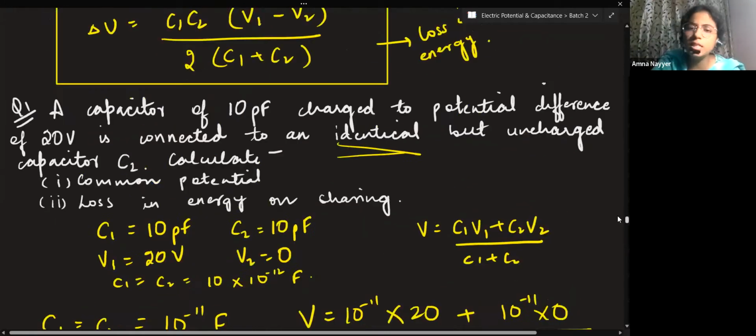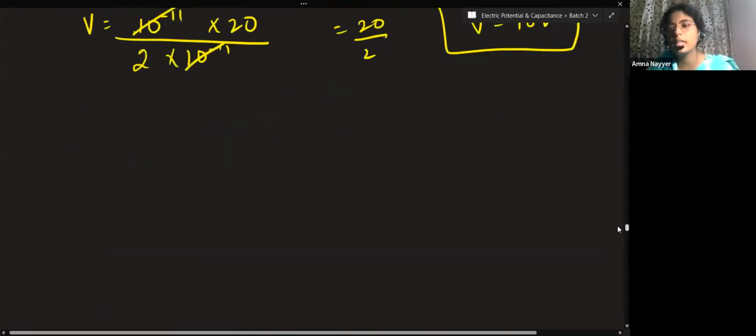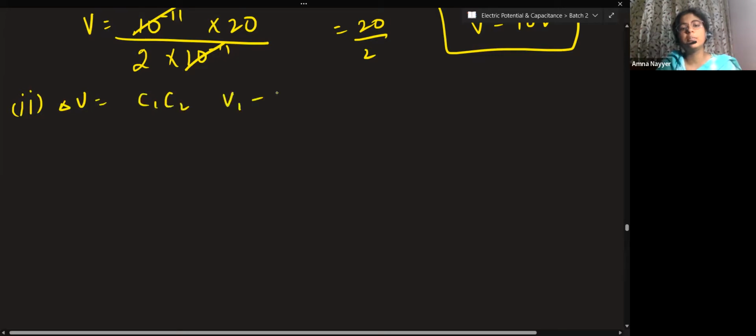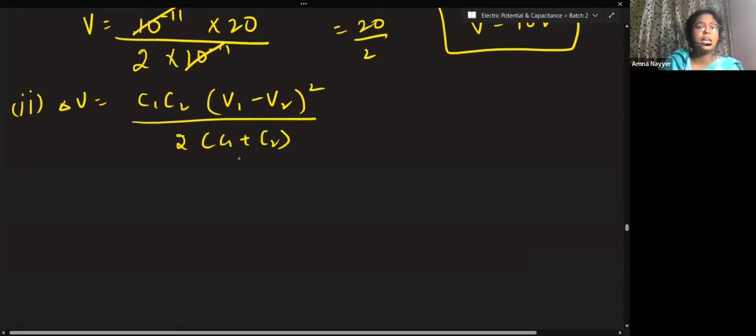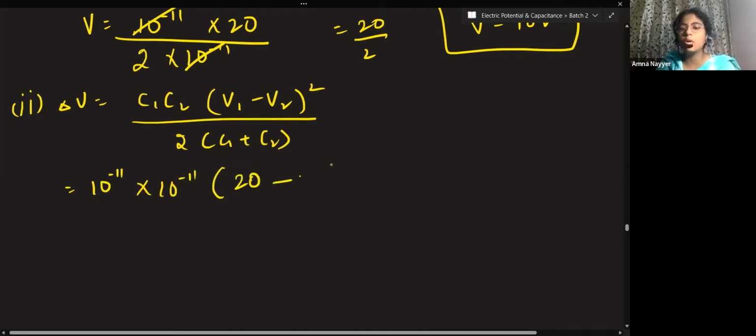Now loss in energy: similarly, you know the formula for loss in energy. You have to calculate it using that. So for the second part, loss of energy is C1 C2 times V1 minus V2 whole square, divided by 2 times C1 plus C2. Now C1 is 10 to the power minus 11, C2 is 10 to the power minus 11, V1 is given as 20, V2 is given as 0, whole square. Just put the values in the formula. This was a formula based question.